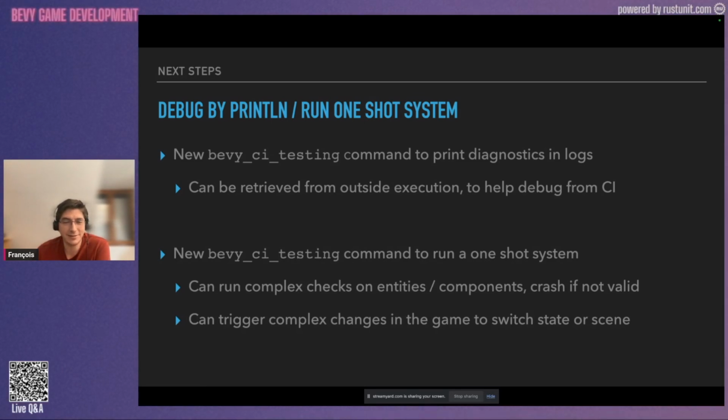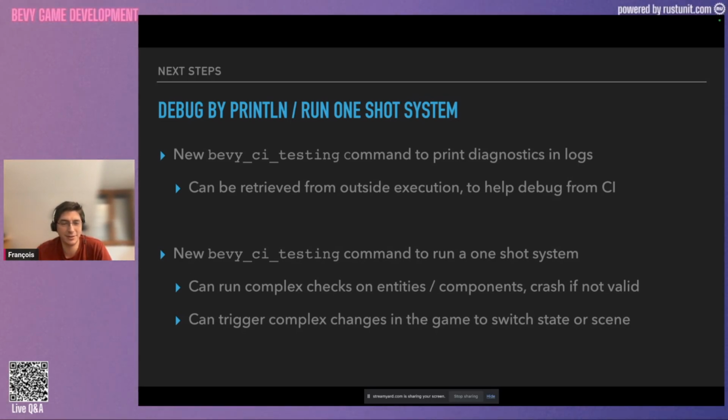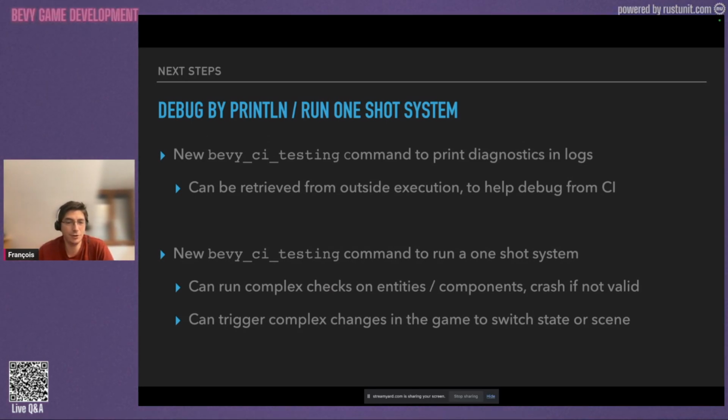And the next one, which would pretty much allow us to do anything, would be to have a command to run a one-shot system. We could have a one-shot system that would check anything on entities, on components, and crash if not valid. That way it would be picked up by CI. Or we could trigger complex changes and change the scene, change the state, change everything in what's being rendered to test it.